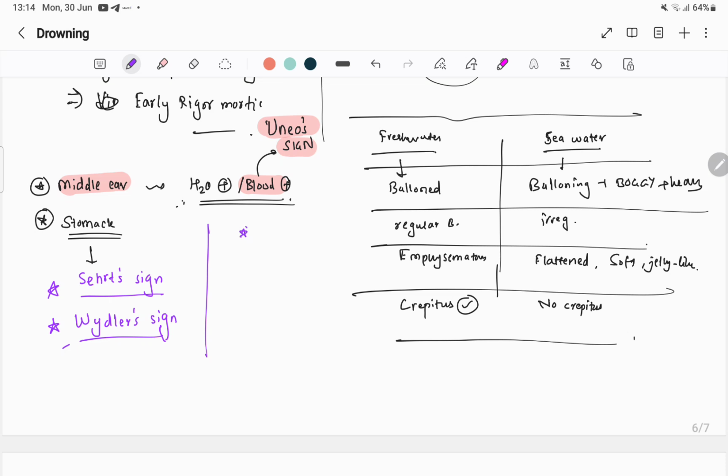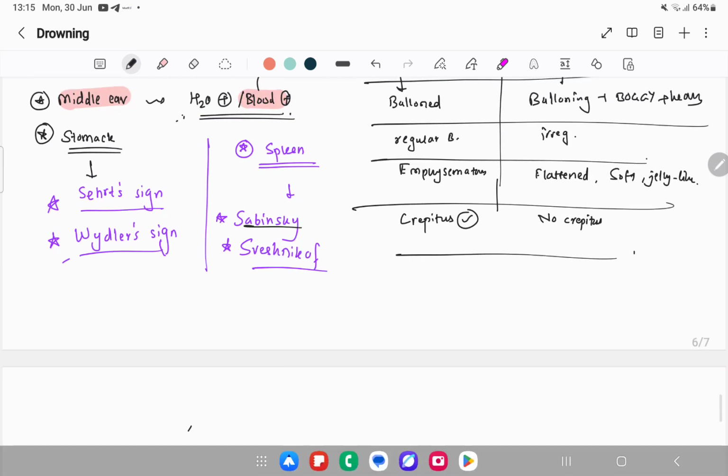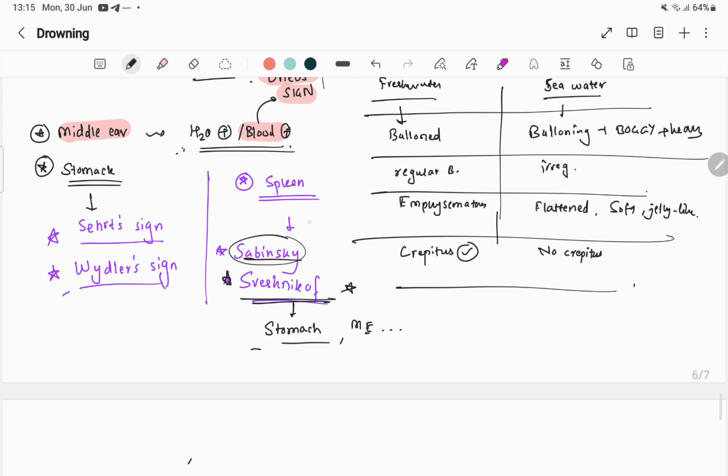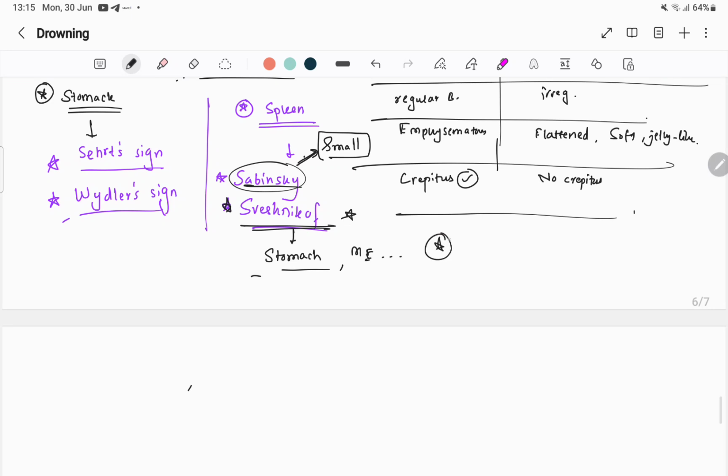And for spleen, two important signs are there: Sabinsky and Besnikov. Besnikov is not of spleen basically. Sabinsky is for spleen. Besnikov sign is basically water in the stomach. Sabinsky sign is of the spleen, in which the spleen becomes small, with less red pulp present, small and anemic. And we have something called the drowning index. If it is more than 14.1, it is indicative of antemortem drowning.